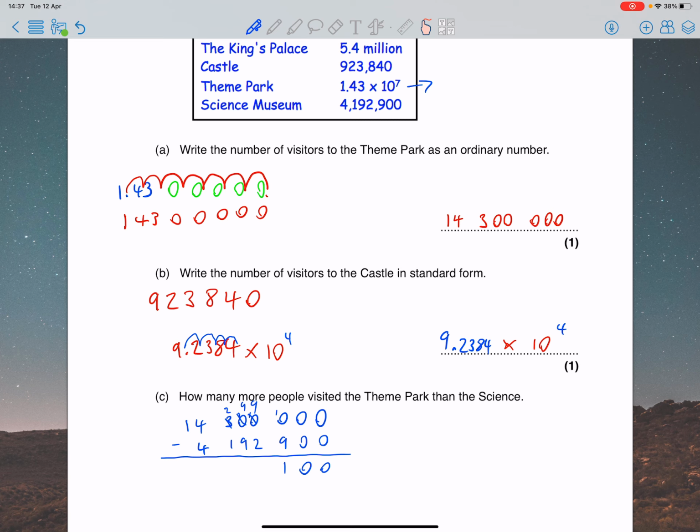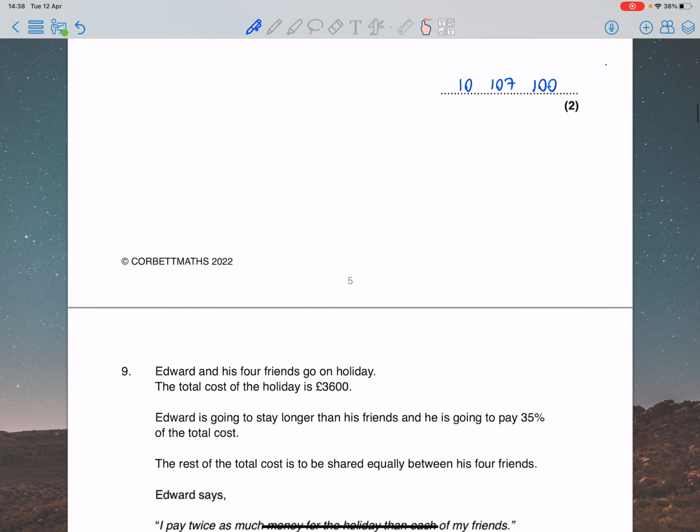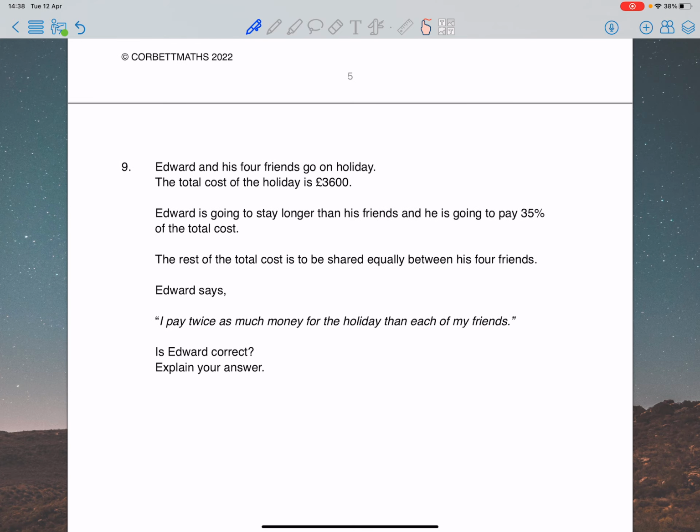Next, we move on to 9 take away 2, which is equal to 7. 9 take away 9 is equal to 0. 2 take away 1 is 1. 4 take away 4 is 0. 1 take away nothing is still 1. So our answer is 10,107,100. Next question. Edward and his 4 friends go on holiday.